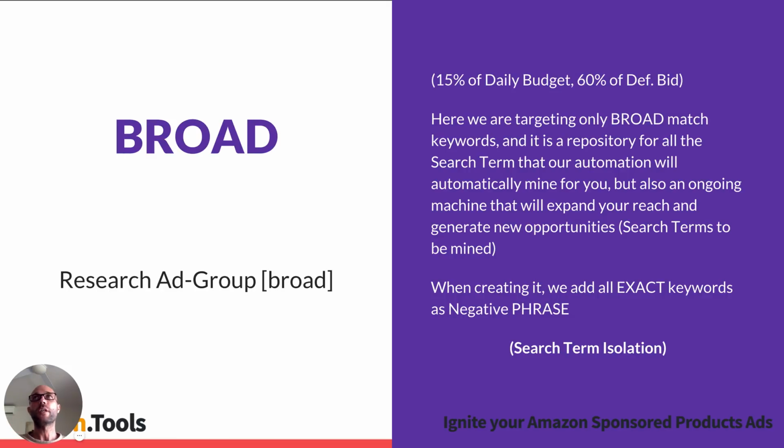The next one is a broad campaign, and this is also a research campaign. For the broad campaign, we will allocate 50% of the daily budget and 60% of the default bid. This is exactly as the phrase match before. Being a research campaign, we will add any customer search term that we mine for you or keywords that you might add as a broad match in order to identify a new opportunity for you to expand your reach and new search terms to bid on, not new longer tail search terms to bid on. Also here we will leverage search term isolation, so we will negate all the keywords that you add to PGN will be negated as phrase match away from the broad.